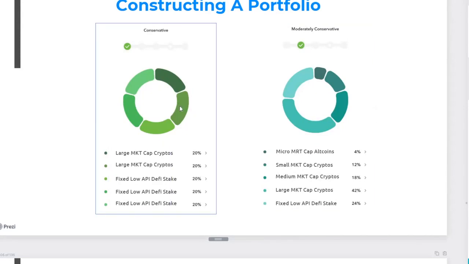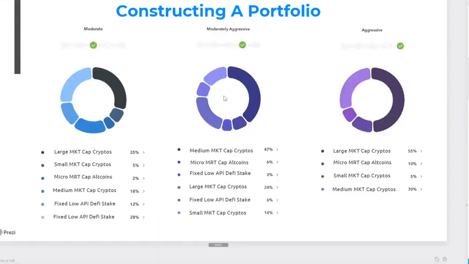I'll probably be sitting right in this conservative portfolio when I'm about 40 to 50 years old, where I'll hold Bitcoin, Ethereum, all those large market cap cryptocurrencies, or whatever, BNB. And then I'll have most of my money just yielding me a fixed low rate APY on DeFi stakes. So I know I have consistent income coming in, not a lot of volatility exposure, but I still have some growth in large cap cryptocurrencies. But I figured this would just be a good way to give you some structure on how to create a portfolio for yourself based on your objectives, your time horizon, and the amount of risk you want to take on.